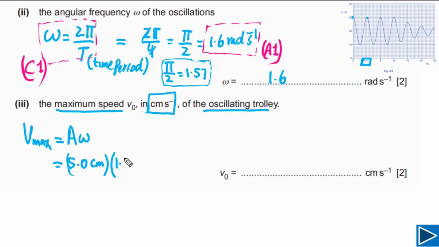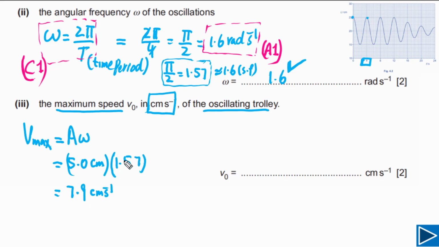So I'll be using here omega is equal to 1.57, because this is approximately equal to 1.6, meaning up to 2 SF. So that's the reason we have written here 1.6. This is the correct answer. Now we are using the exact value of omega here. Now if you do this calculation up to 2 SF, our final answer will be 7.9 centimeters per second.